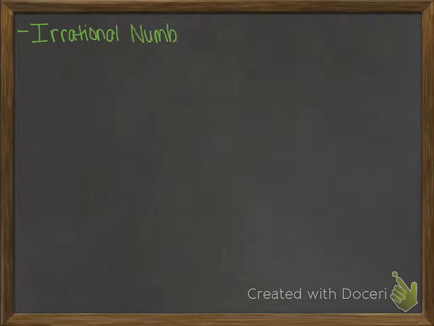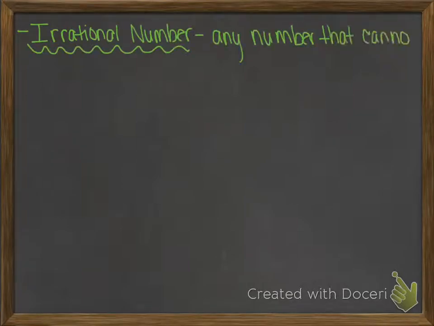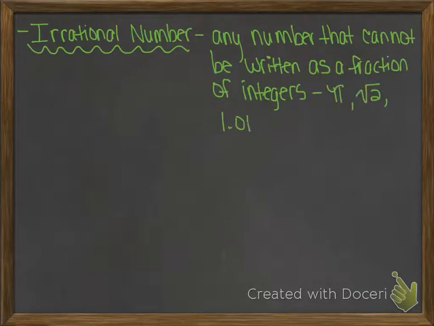Our last subset of real numbers is irrational numbers. This is going to be any number that cannot be written as a fraction of integers. Examples of these are pi, square root of 2. And really, any square root of a number that is not a perfect square is going to be considered irrational. And then any decimal that just continues, doesn't stop, doesn't repeat, is considered an irrational number. So a number will either be rational or irrational. It can't be both. It'll be one or the other. So 1 can be written as a fraction of integers. 1 cannot be written as a fraction of integers.